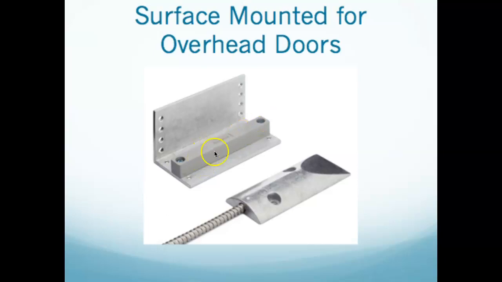So the magnet here is the stationary magnet. This is the one with the reeds inside of it that will pull apart or stay together. And when the door goes up, the magnet pulls away and the reeds separate, and it tells you someone has opened an overhead door. You'll see these mounted in a couple different ways, and I'll tell you that I have a preferred way, and that is just as I showed you here. But let's take a look at one other way that they can be mounted.